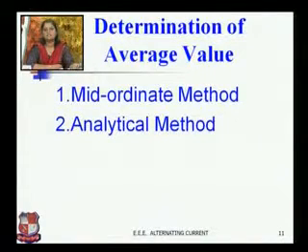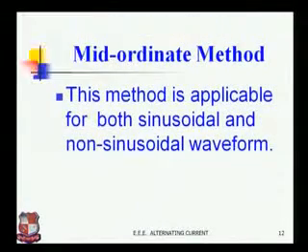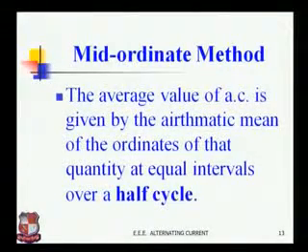In the same way, two methods are available. The first one is the mid-ordinate method and the second one is the analytical method. The mid-ordinate method is the same as we discussed for RMS value. This method is again applicable for both sinusoidal and non-sinusoidal waveforms, and the average value of AC is given by the arithmetic mean of the ordinates of that quantity at equal intervals over a half cycle.